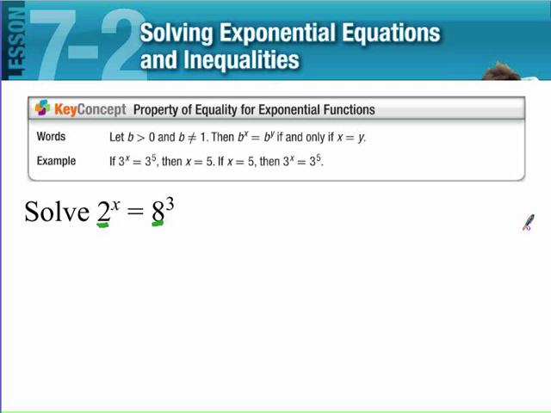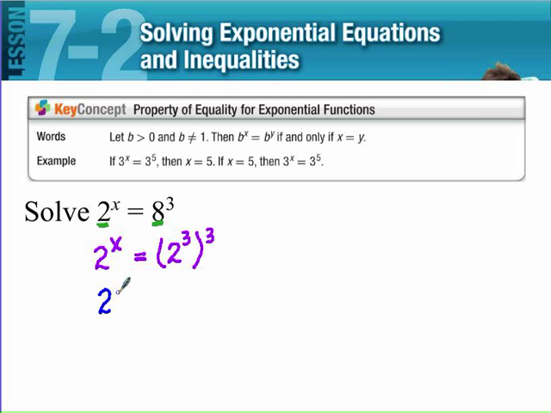So what I need to do is figure out how I can get the same base. Okay, so do we have any thoughts? Can you multiply it? What do you know about 8? Can you take the third root? 8 is actually 2 cubed, isn't it? And so really, if I want to write 8 cubed, couldn't that be the same thing? So all I did is replace 8 with 2 to the third power.